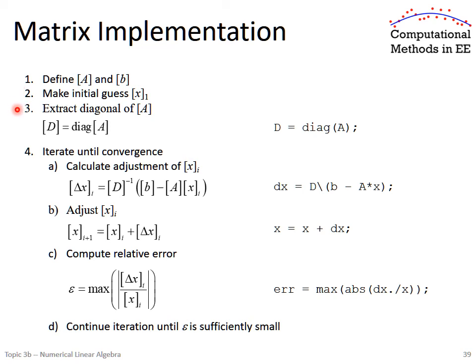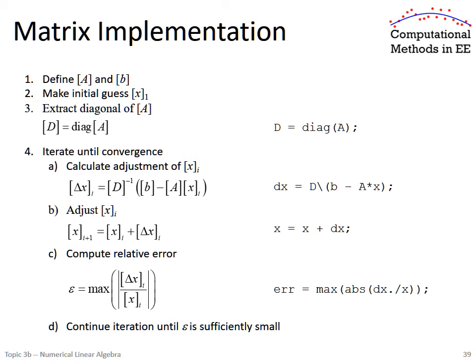Really, step three is where we enter the algorithm proper. And the first thing we'll do is extract the diagonal of the A matrix. And in MATLAB, it's simply D equals diag of A. And it knows to pull the diagonal out of A. Then we enter our main loop. And the first step inside the main loop is to calculate this adjustment of x. This will tell us how much we need to change our x column vector to get to our next better solution. And so in MATLAB, that's just dx equals D backslash (b minus A times x). So we're pretty much just typing in what we see here.